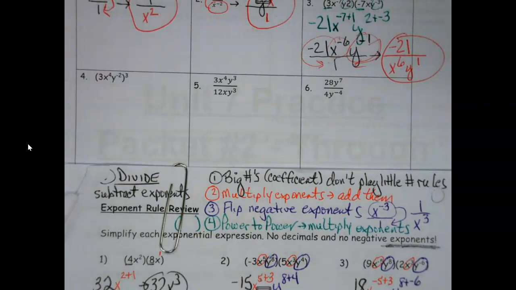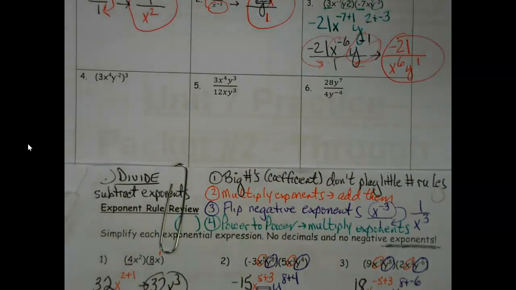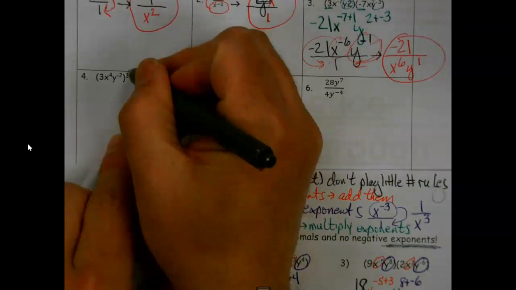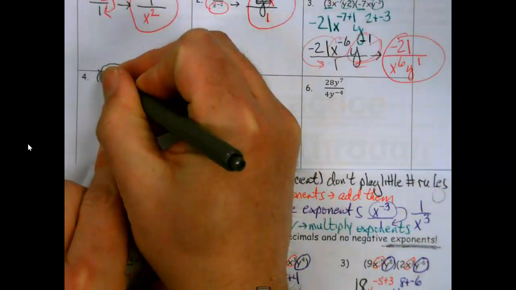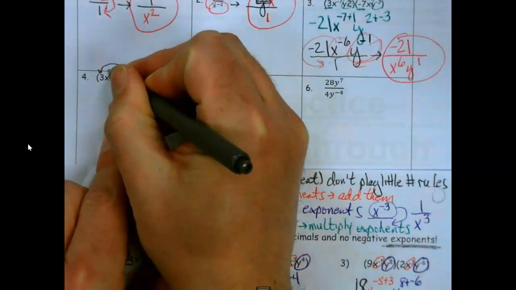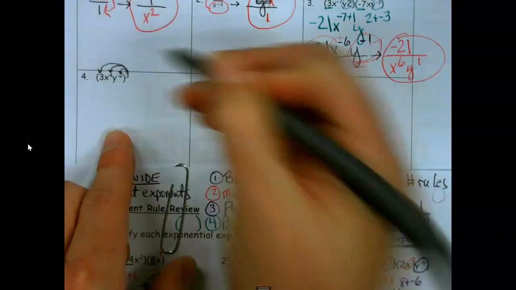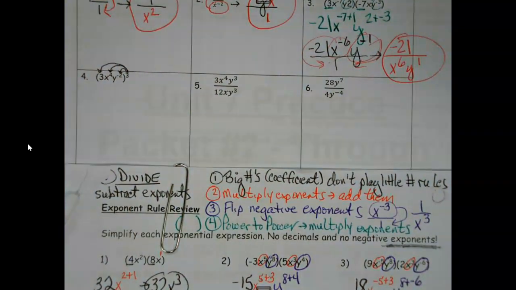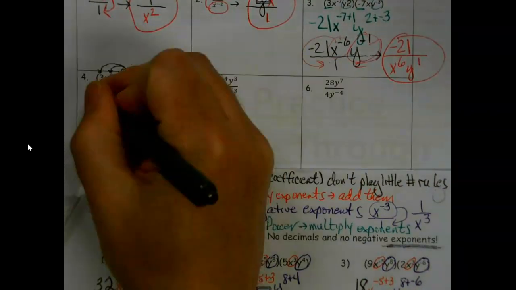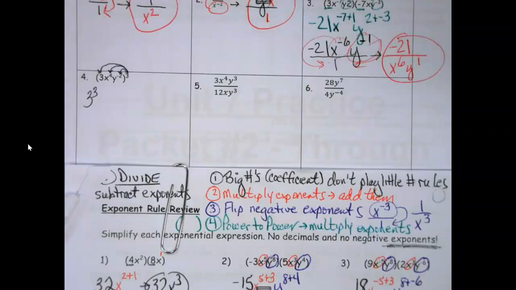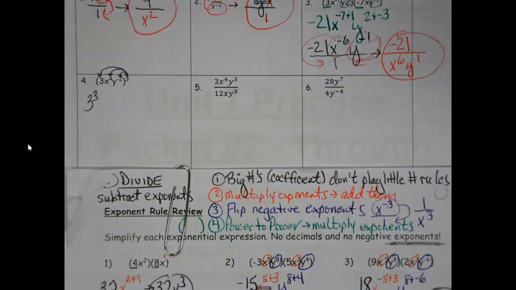So I look at the next piece, and I'm like, okay, I see parentheses. Power to power. That's what this is when there's an exponent outside. We're going to multiply the exponents. So this 3 is going to that 3, that 4, and that negative 2. We will deal with the 3 to the third power here in a minute. We're just simplifying right now.